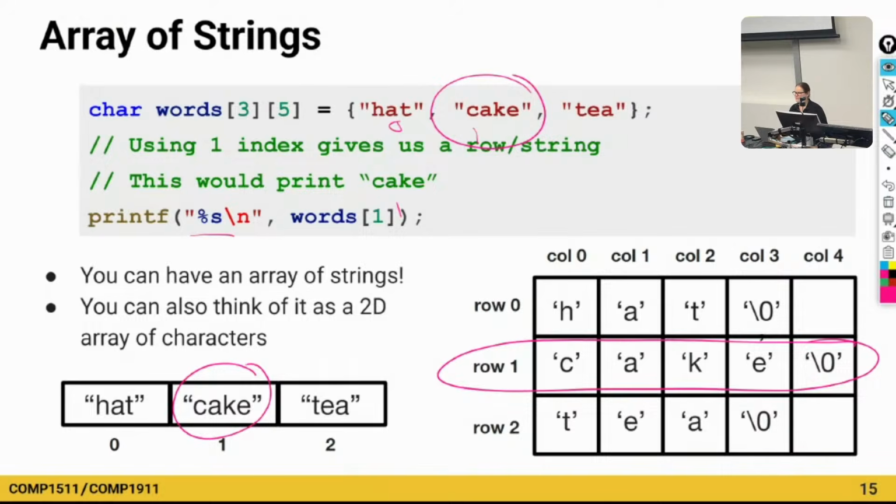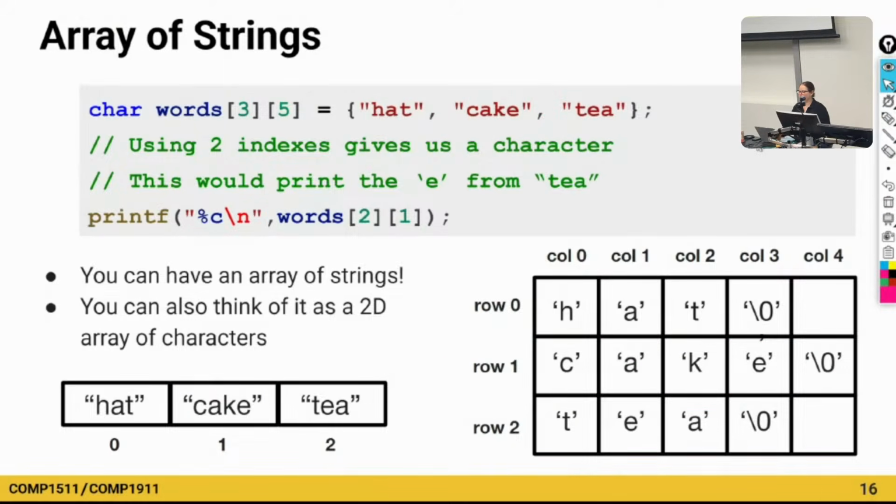Okay. Is everyone happy with that? I could also go to an individual character. I could say, let's go to index 2, which gives me the whole string. And within that string, index 1, which takes me to the character E. So if I've got an array of strings, the first index gives me the whole string. The second index can give me the character within there.